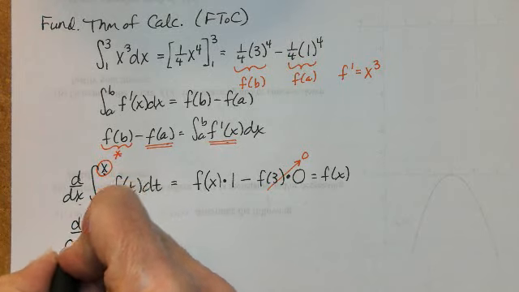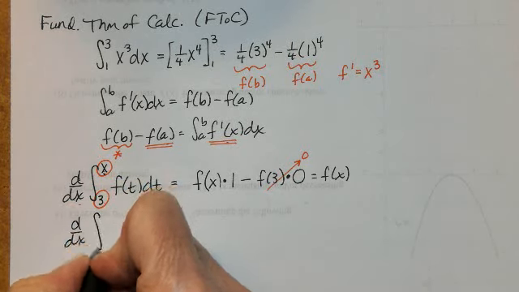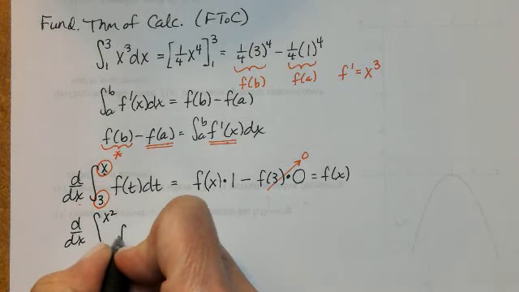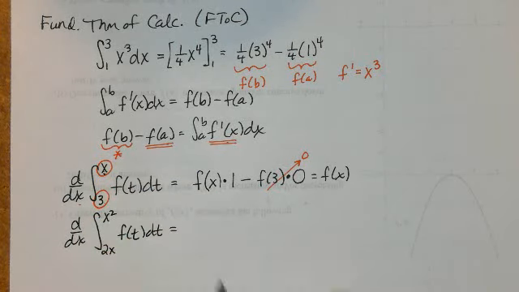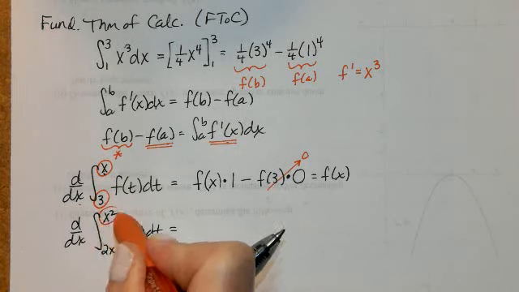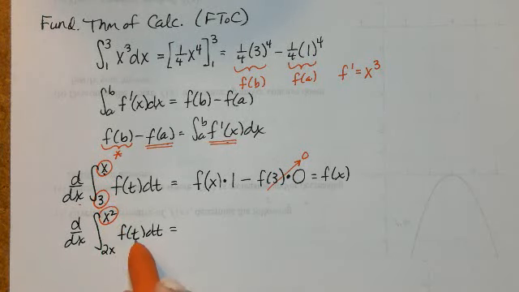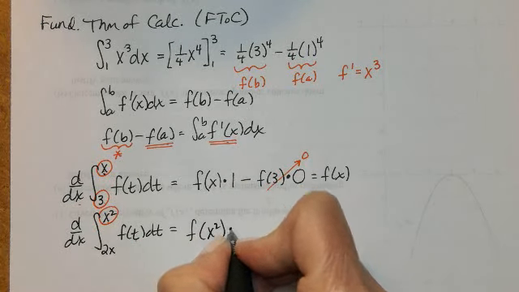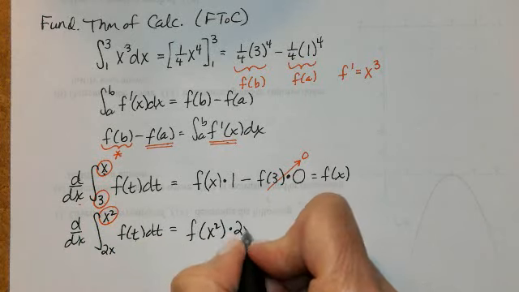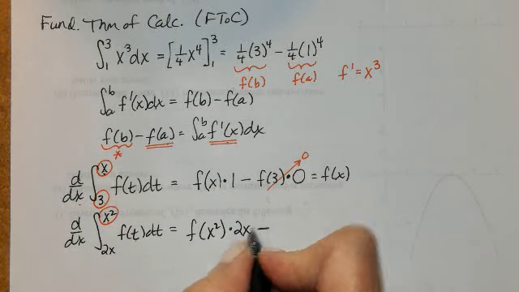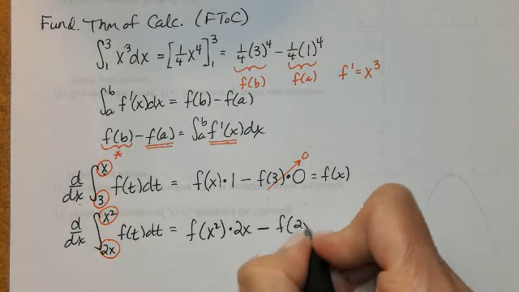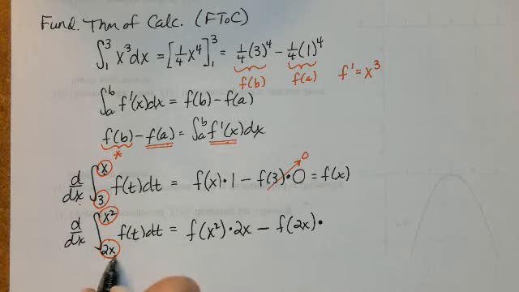Let's look at another example. Let's say that instead of 3 to x, we have 2x to x squared of some function. So we begin with the top boundary, put the top boundary in place of the t in your function, and then we multiply by the derivative of the top boundary, 2x. Minus, now we put the lower boundary in place of t, f of 2x, times the derivative of that lower boundary, which is 2.